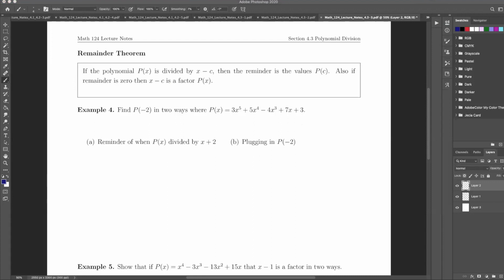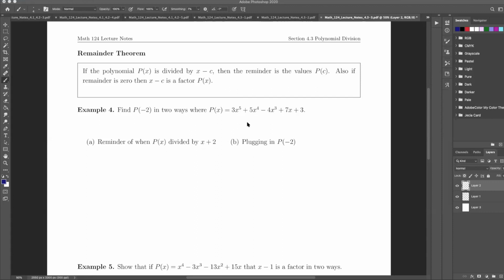The remainder theorem is what your book is talking about. If I divide p of x by x minus c, the remainder is the value of p of c. So if I want to find out what p of c is, it's also a very fast way of plugging in values.